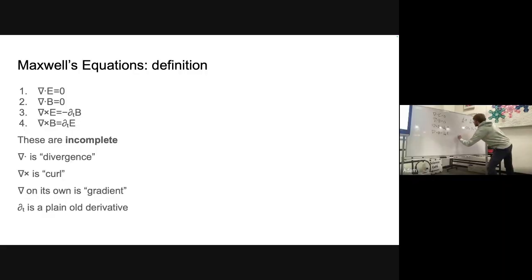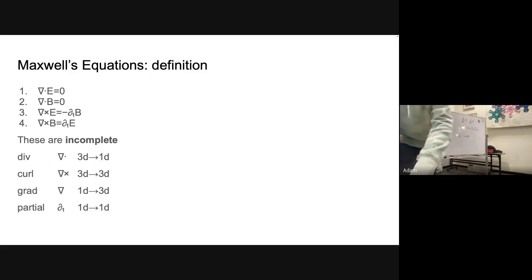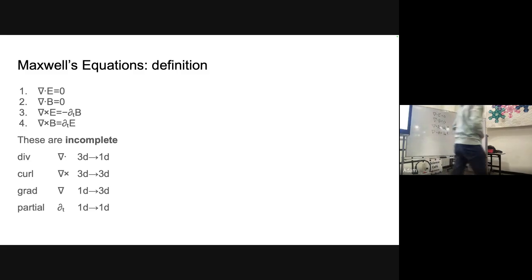Okay, so gradient with no dot and no x maps a one-dimensional vector field to a three-dimensional vector field. What that means is if you had the temperature everywhere, the gradient of temperature tells you where the temperature will move. It moves from hotter to colder. So gradient maps a one-dimensional vector field to a three-dimensional vector field. I have that written over there.